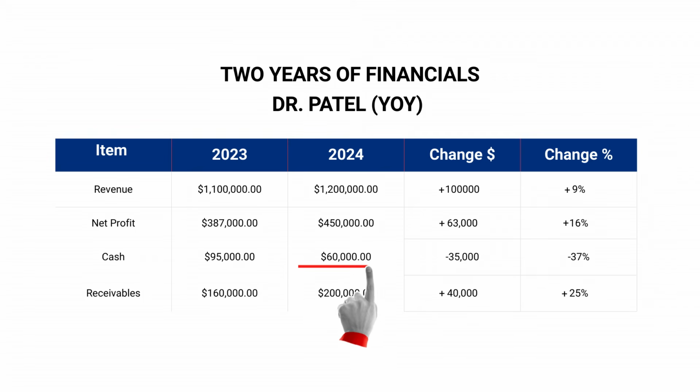Cash dropped by more than a third, unfortunately, and despite the growth, receivables also climbed by about 25%. That means that the collection is getting slower. Well, sometimes the government is not acting as fast, and profitability isn't really translating to liquidity, unfortunately. And without the comparison, Dr. Patel wouldn't be able to notice any of these dangerous trends.